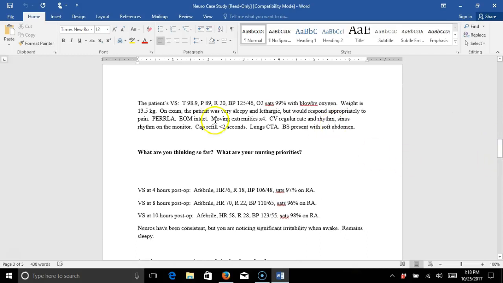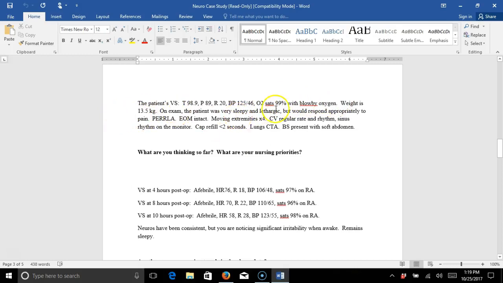So as you get back, this patient was initially having these kind of vital signs. Temp is stable. Pulse is maybe slightly low in a 3-year-old, but 89 is not bad. Respiratory of 20 is fine. Blood pressure of 125 over 46 is high. That could be related to pain, but I would watch this as well. Oxygen sats are 99% with blow-by oxygen being given. His weight is 13.5 kilograms.